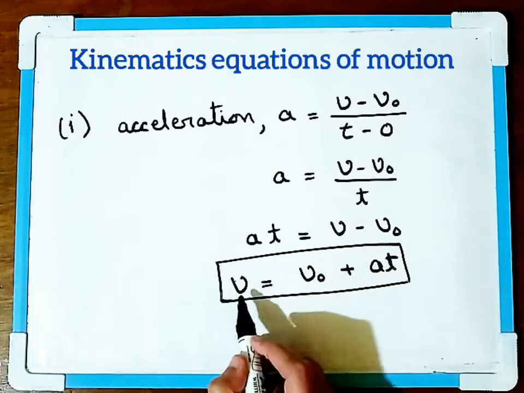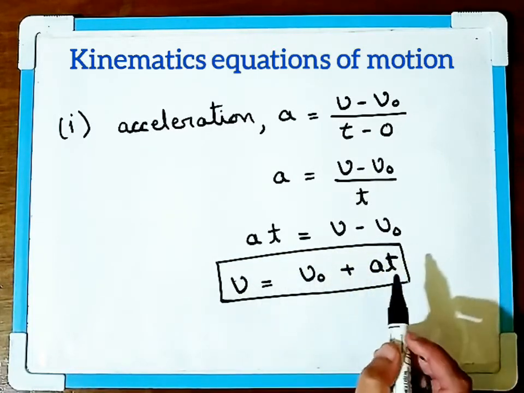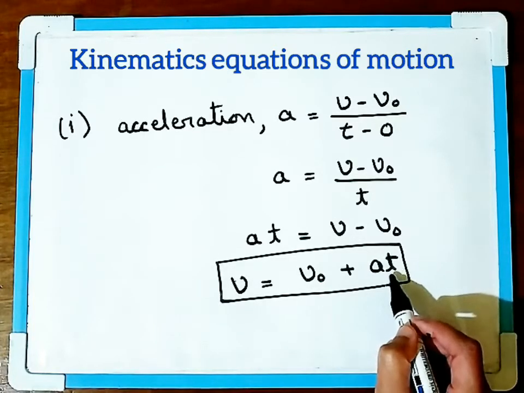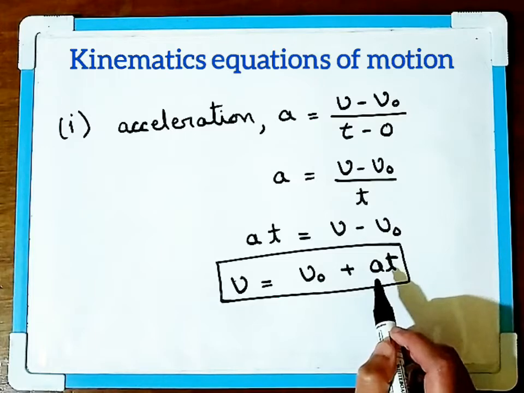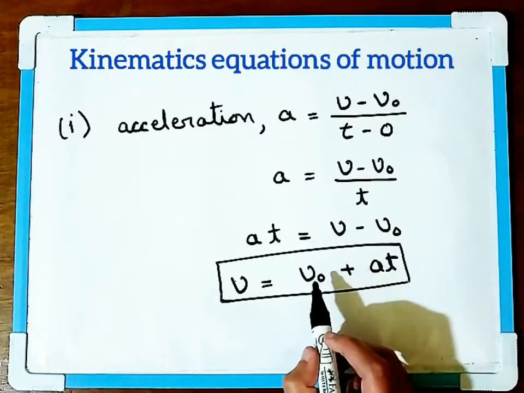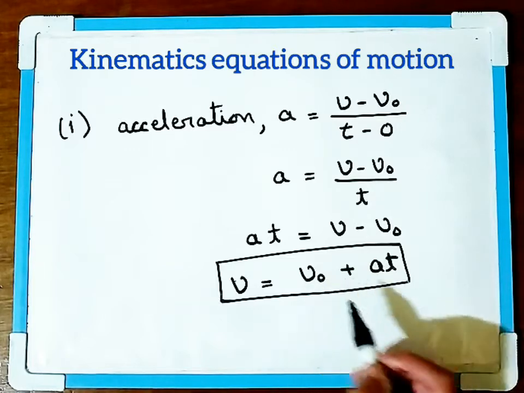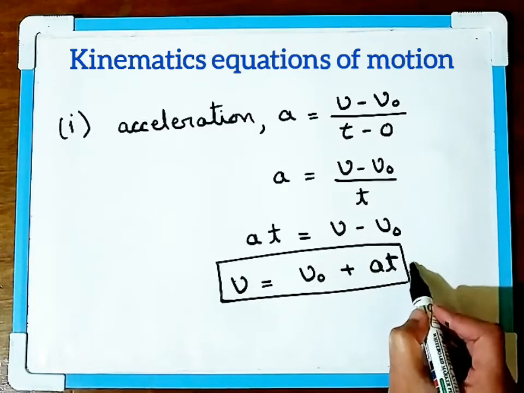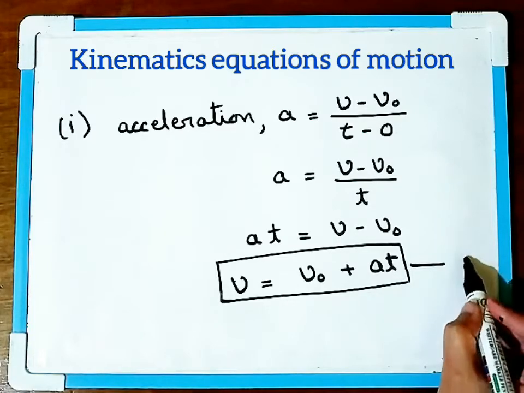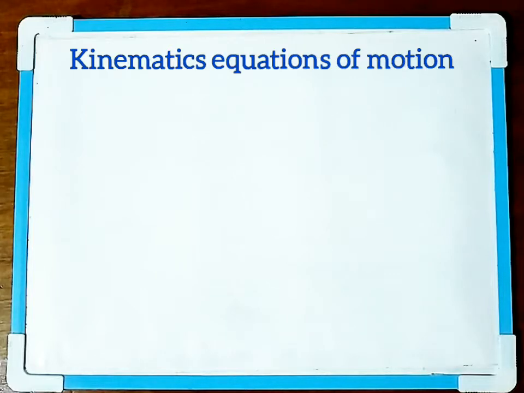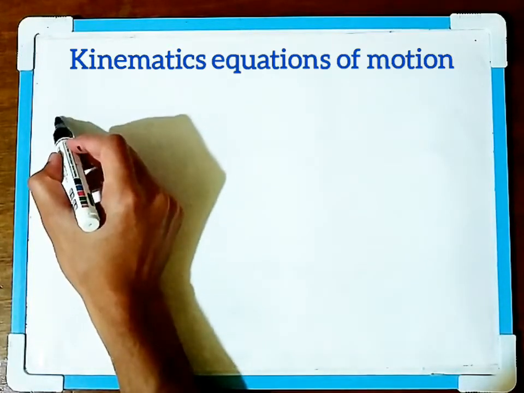So this is the first equation of motion. It will give us the final velocity of the object after a time t, moving with a uniform acceleration a, starting with the initial velocity v0. You can write this as equation 1. Now we shall derive the second equation of motion.